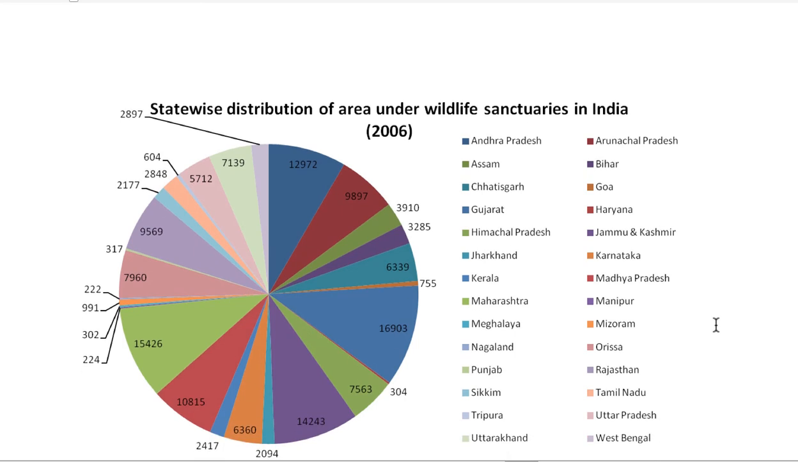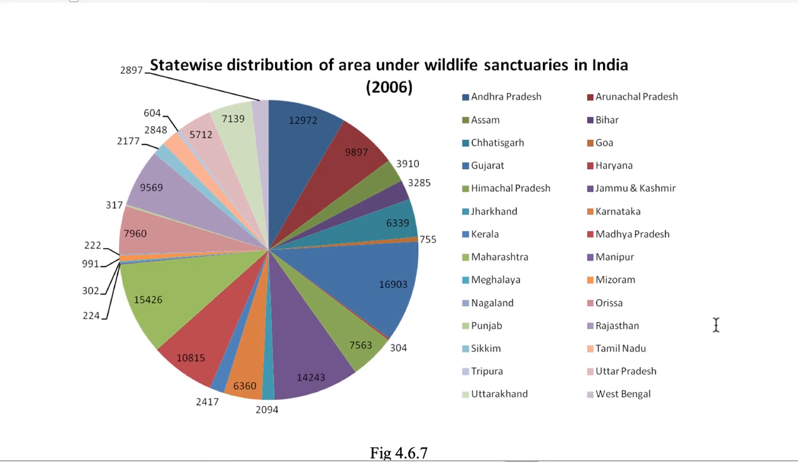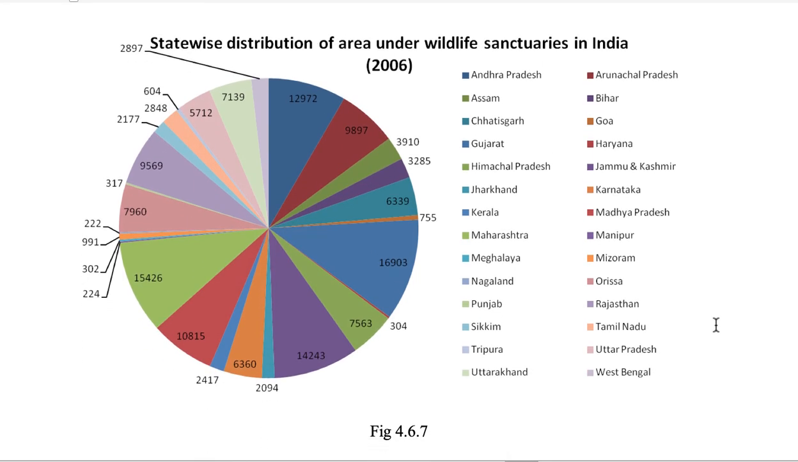Let's come to a pie diagram. This is also a perfect example of data. This is a complete circle of 360 degrees, and it has been divided into parts representing various states in India, showing the wildlife sanctuaries in India. And this data has been collected in 2006. We can read a lot from it.